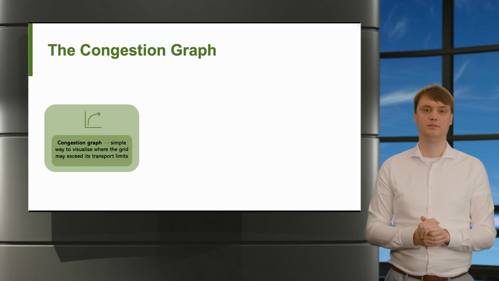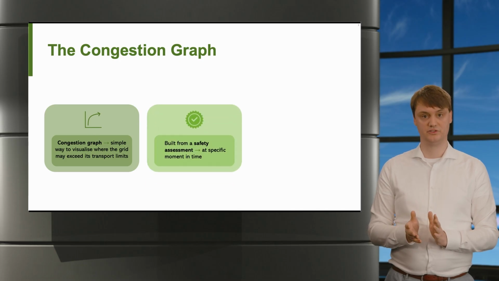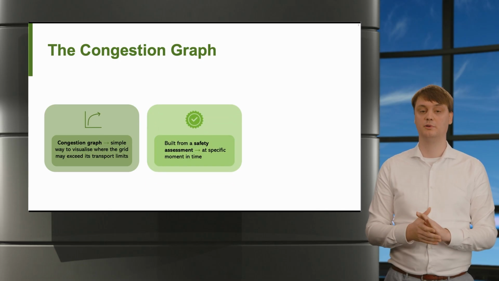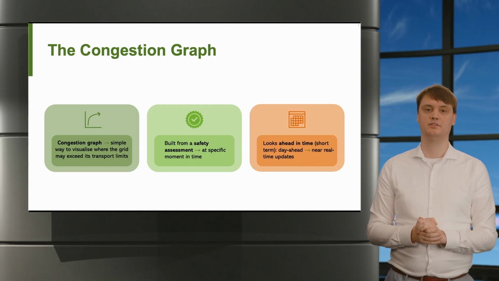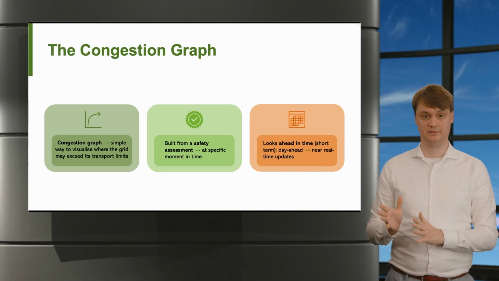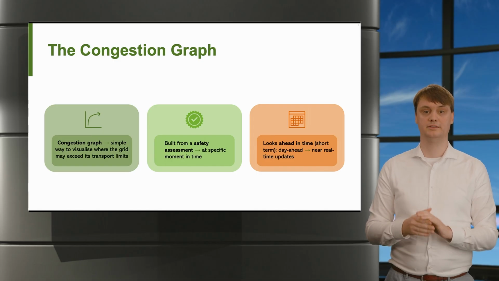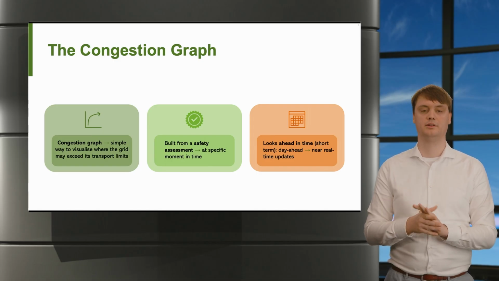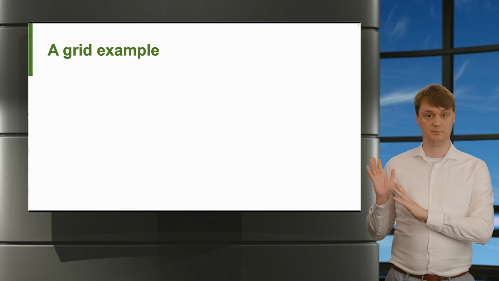For congestion management, we often use something called a congestion graph. A congestion graph is always built on a safety assessment performed at a certain moment in time. That safety assessment describes what we expect ahead in time, so it's short term, day ahead, and close to real time. Let's take a simple example.